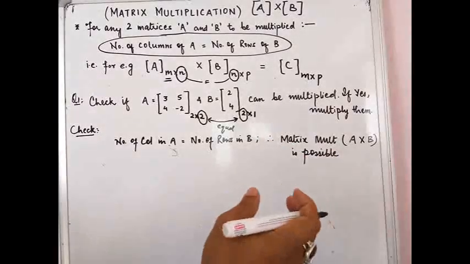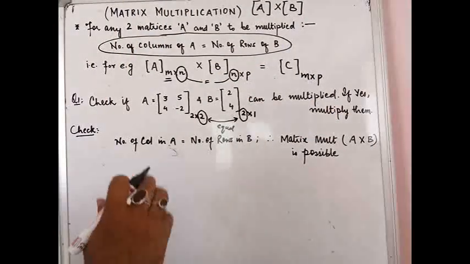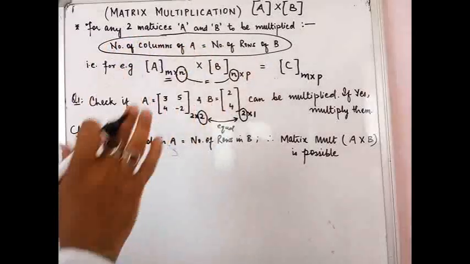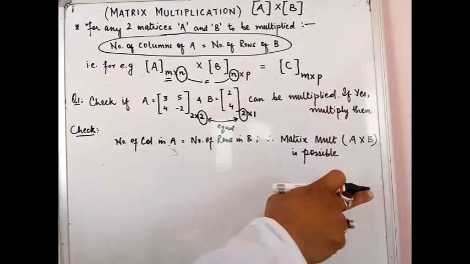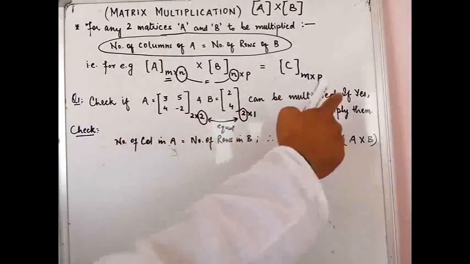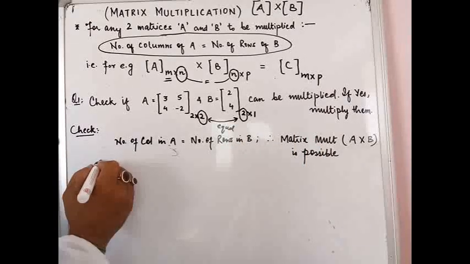When you have B into A, then B matrix will be coming in the first position, A will be going to the second position, and then again you will have to apply the same check. So as far as matrix multiplication A into B is concerned, in this question it is very much possible. Now, the second part was, if yes, then multiply them. So here is the multiplication.